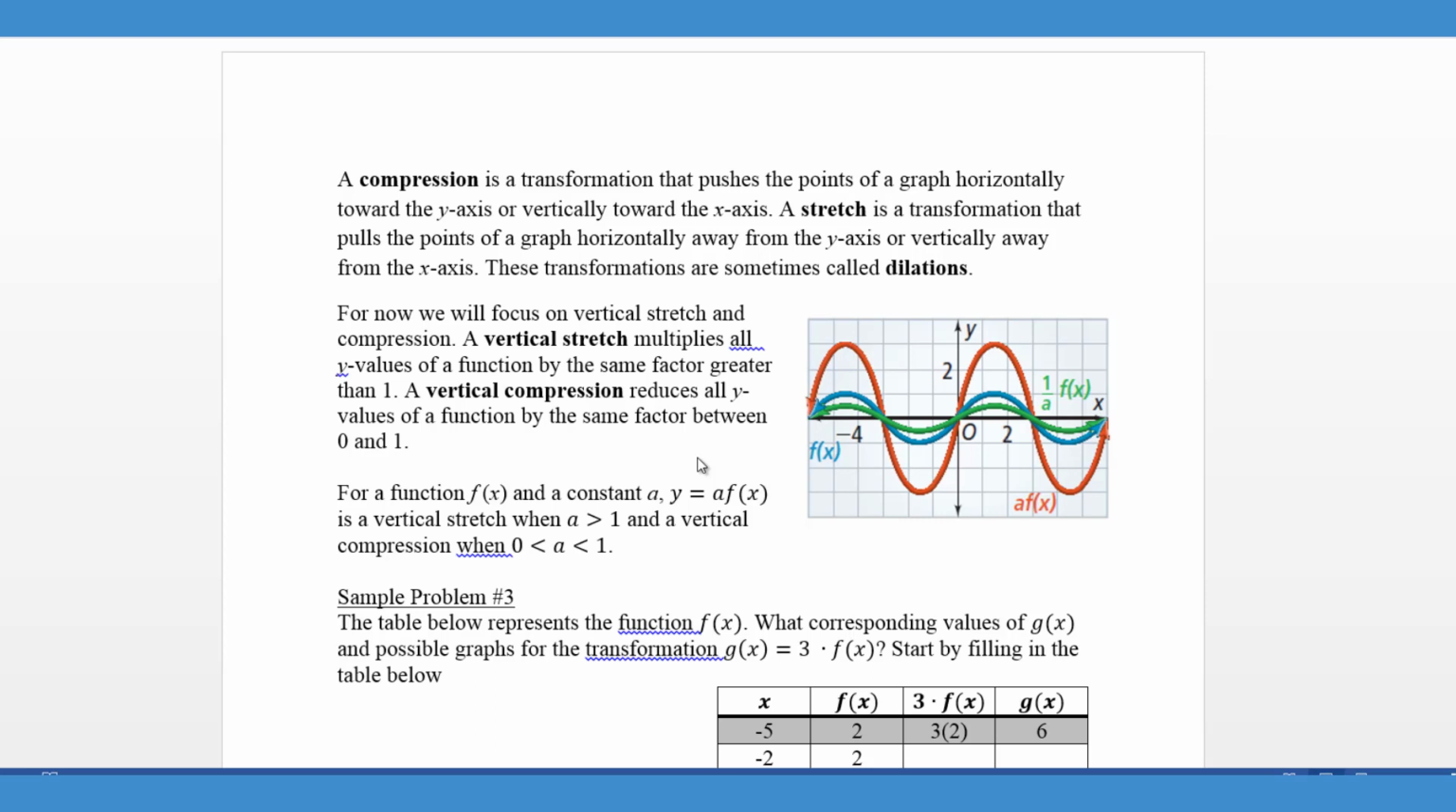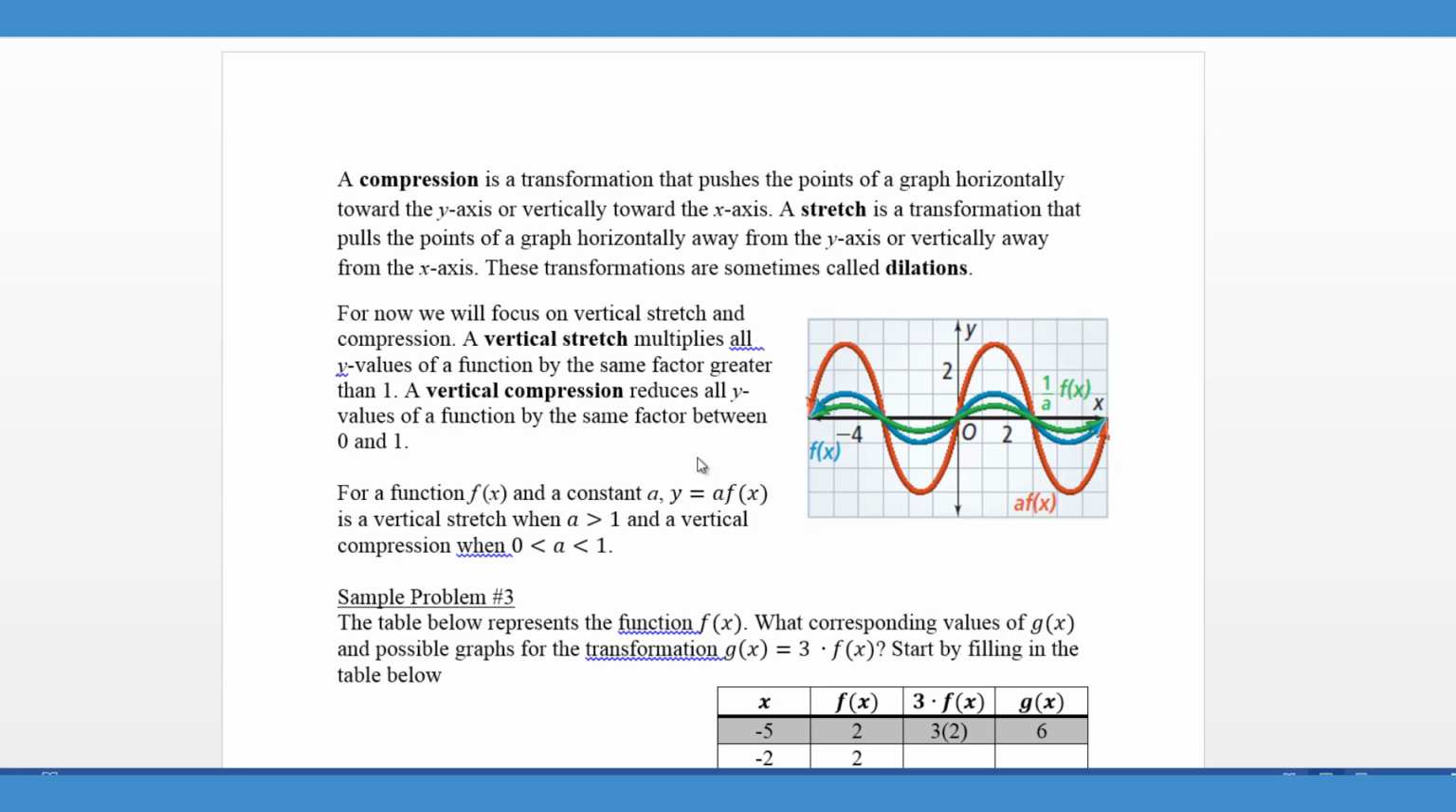And so we can have vertical compression and stretch. We can also have horizontal compression and stretch. For right now, we're just going to focus on the vertical compression and stretch. And you can see through the definition here and through the given graphic example that when we multiply by a value larger than 1, you get this lengthening or stretching of the function. And so you can see the red graph is representing that, with the blue graph being the original function.